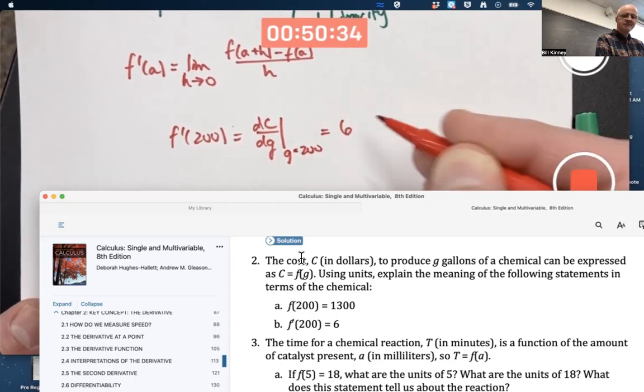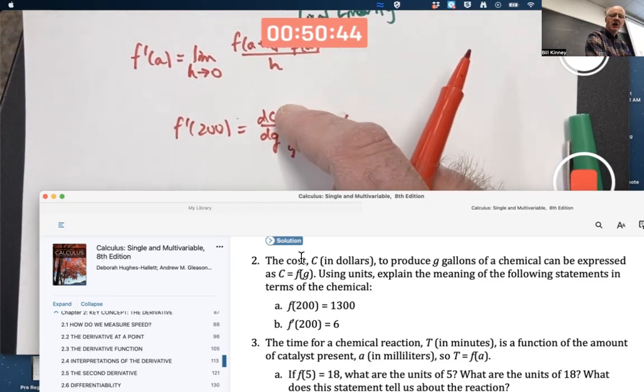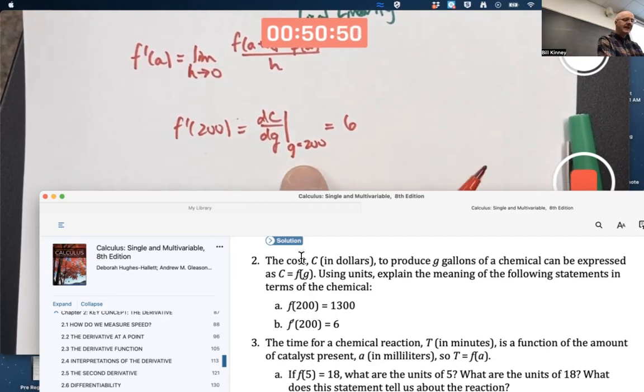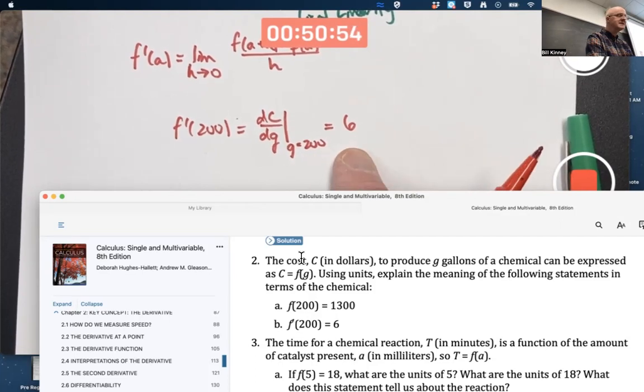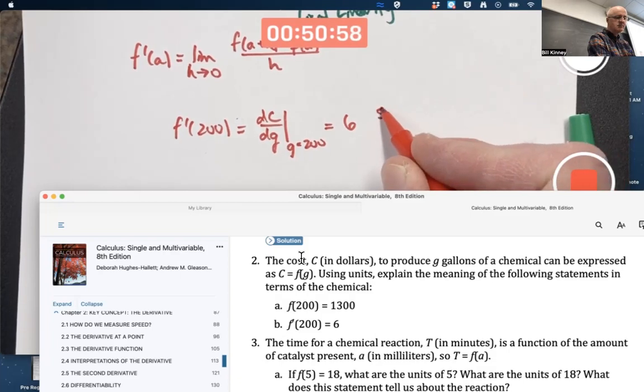This is 6. When you write it in Leibniz notation, which you should feel comfortable with, it reminds you the derivative is a rate of change. How fast is the cost changing with respect to the gallons produced? And it's saying that when you produce 200 gallons, that rate of change is 6. Units would be dollars per gallon.